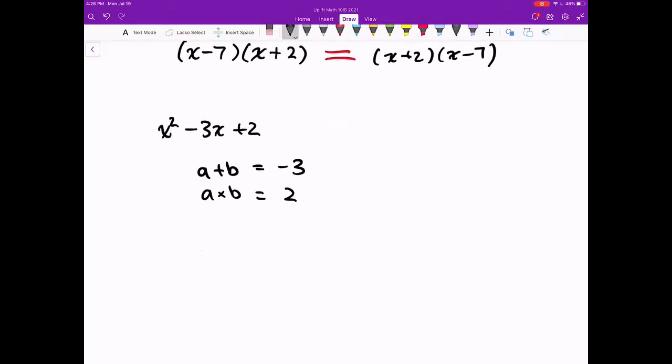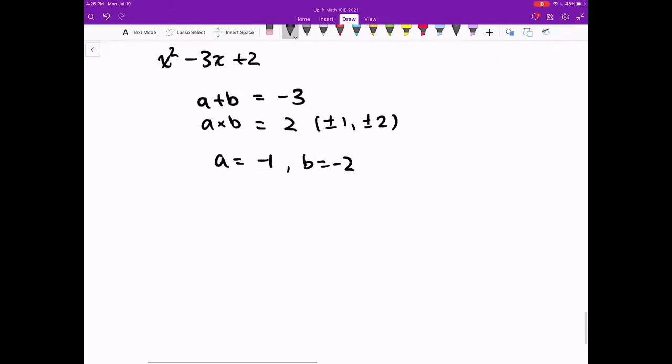So we can list out the factors of 2 again: plus or minus 1 and plus or minus 2. Since there are only two factors and both a and b must be negative, it must be -1 and -2. And we can have x minus 1 times x minus 2, and that will be our factored form.